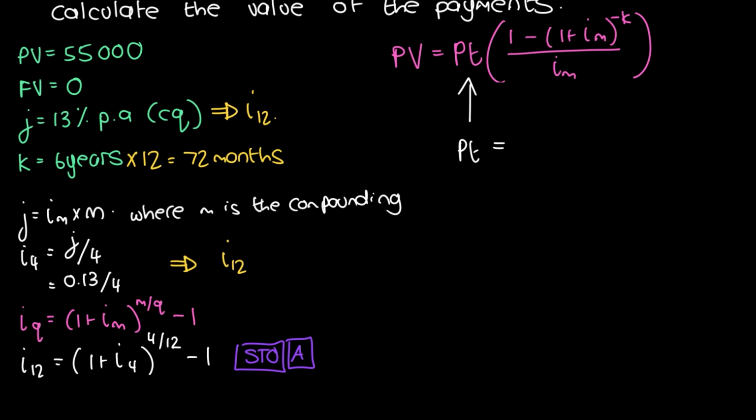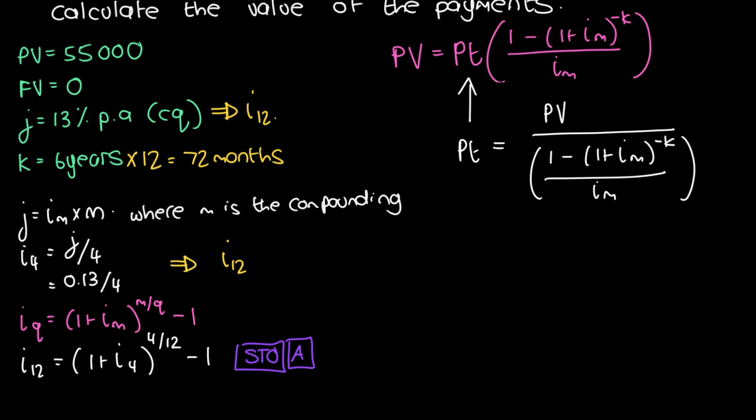And we can do that by just dividing through by this term because it's all in one term next to the payments, not the payment periods. So we have PT is equal to PV divided by 1 minus (1 plus IM) to the power of minus K, over IM. So now we have our formula for the payments, which is what we were looking for. And now we can start subbing in the information.